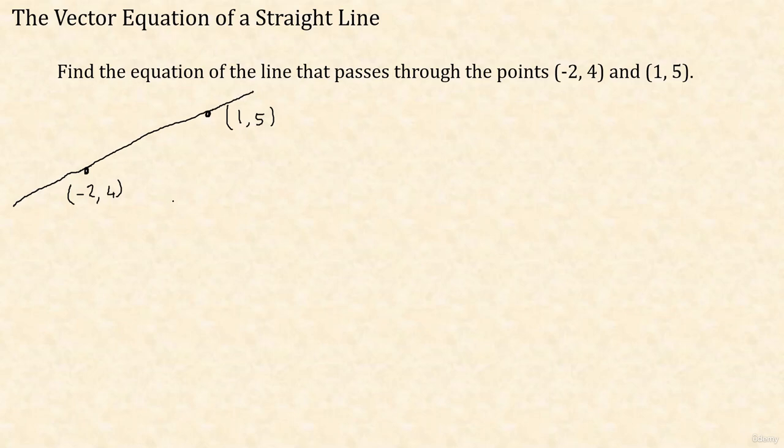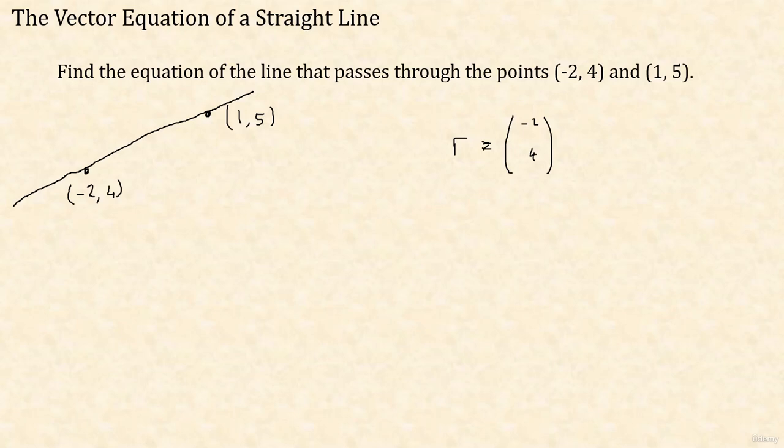So what we need is a position vector and a direction vector. The position vector could actually be either one of these 2 points. You can go to any known point on the line. Just at random, I'll pick this one. So I first go to that point, the point -2, 4. And then I want any amount of a vector in this direction.